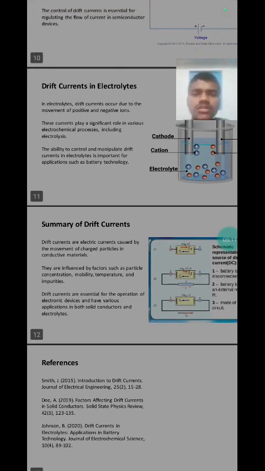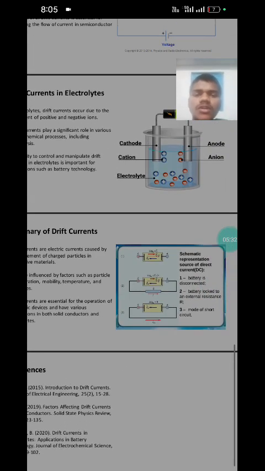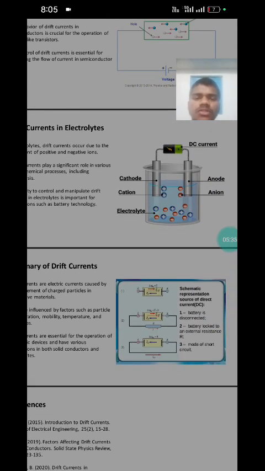Drift currents in electrolytes. In electrolytes, drift currents occur due to the movement of positive and negative ions. These currents play a significant role in various electrochemical processes including electrolysis. The ability to control and manipulate drift currents in electrolytes is important for applications such as battery technology. Diagram: DC current, cathode, cation, electrolyte, anode, anion.